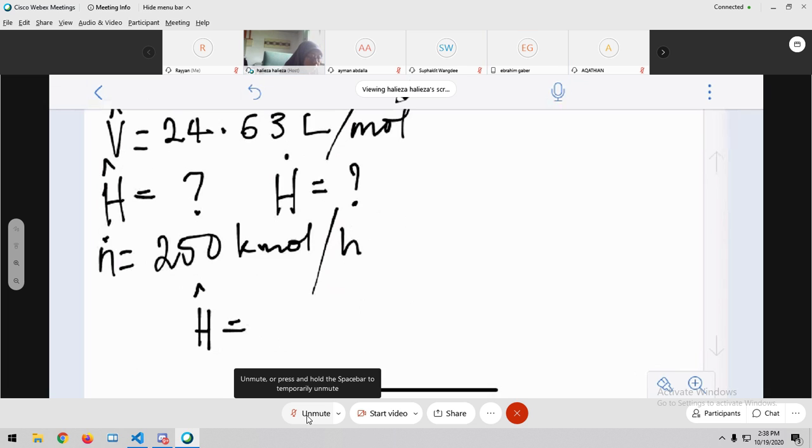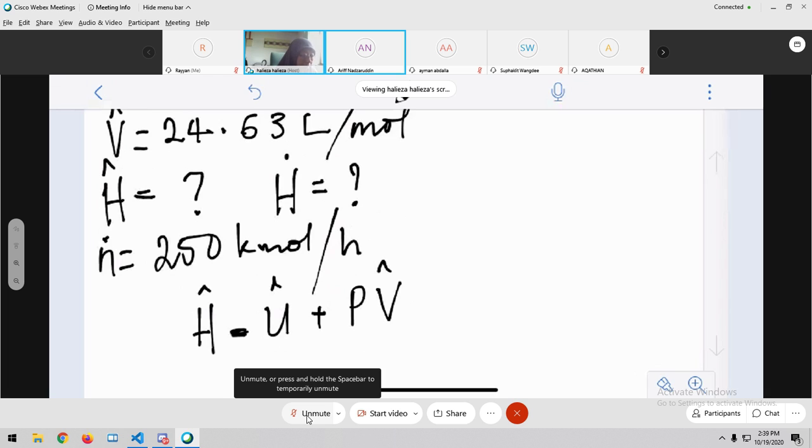Oh, sorry, I made a mistake there. That's right, isn't it? Enthalpy is equal to U plus PV, isn't it? Did I get that right? Anybody? Have a look at your notes. P delta V. Okay, that's right, it's inside your note, isn't it?